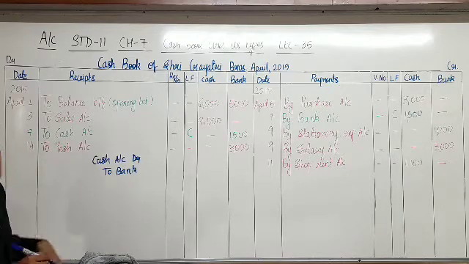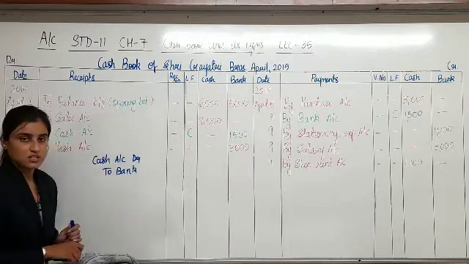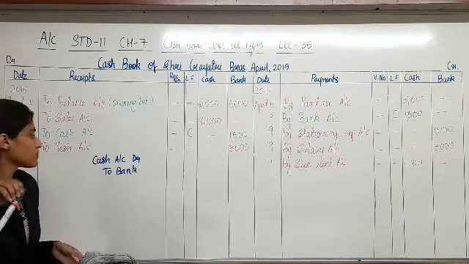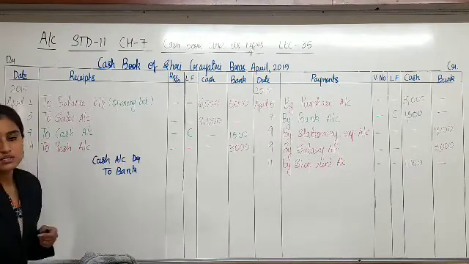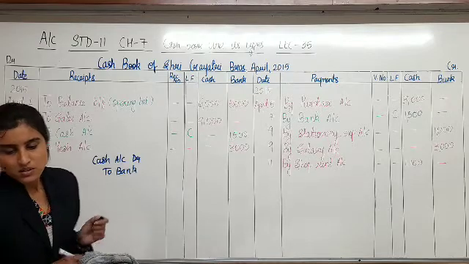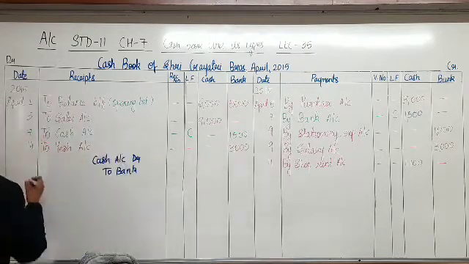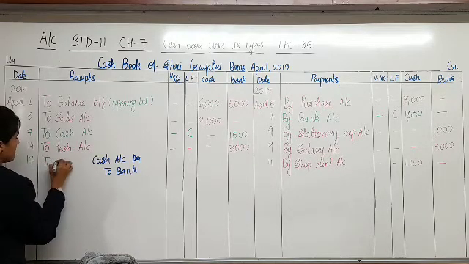Bank is the giver. So this is again a contra transaction, and will be recorded on both the sides. Cash comes in. So on which date? This transaction, 17th of April. Receipt side.